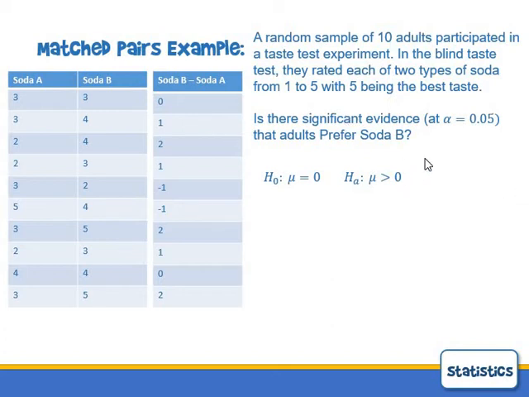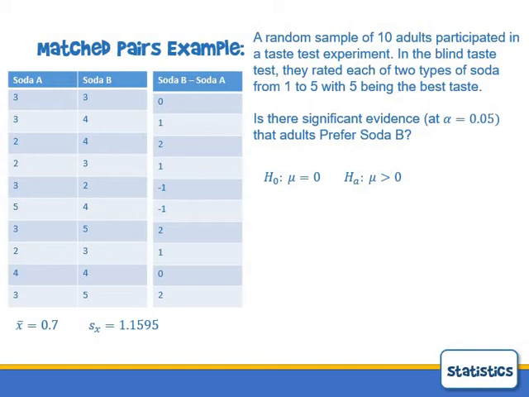But if we did soda B minus soda A and we think they're going to prefer soda B in our alternative hypothesis, we'd have greater than 0. And then we just run the one sample test there. I went ahead and computed x bar to be 0.7 and s to be 1.1595, and I showed a few more of the details. Let's suppose you didn't want to use the t-test.